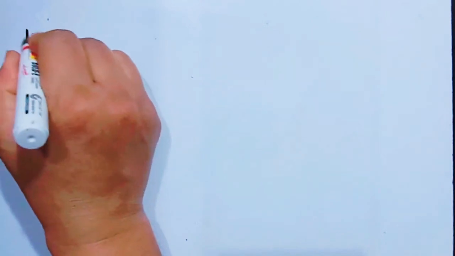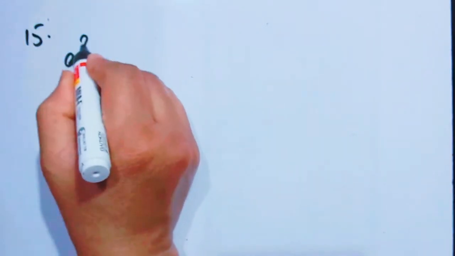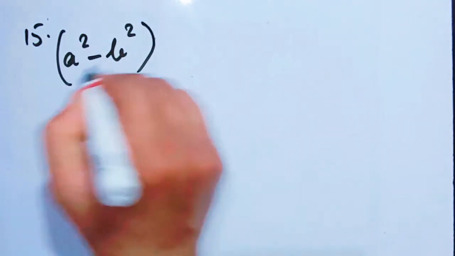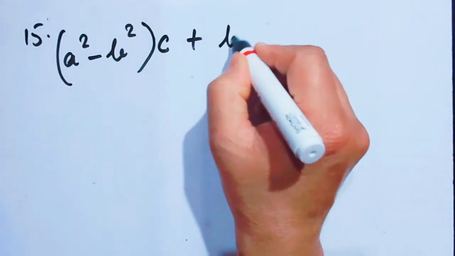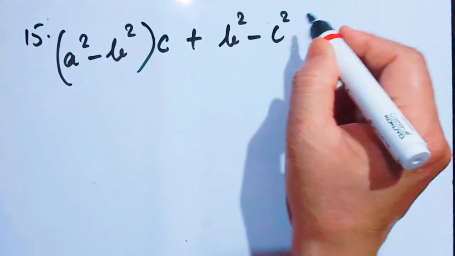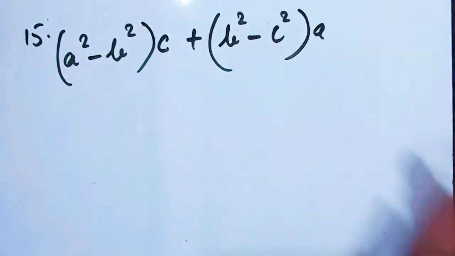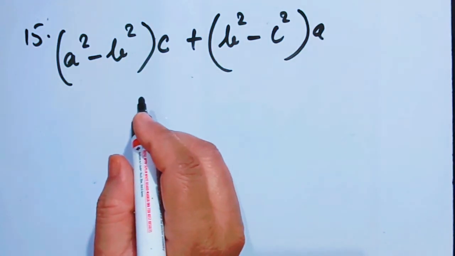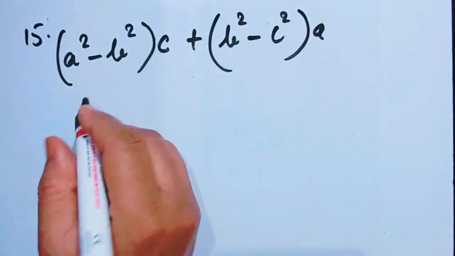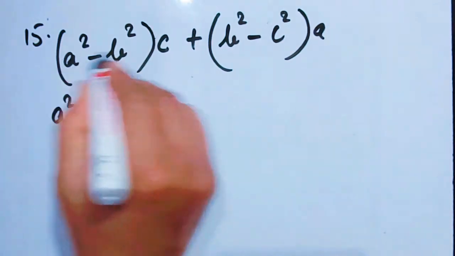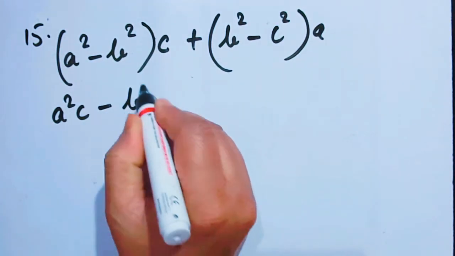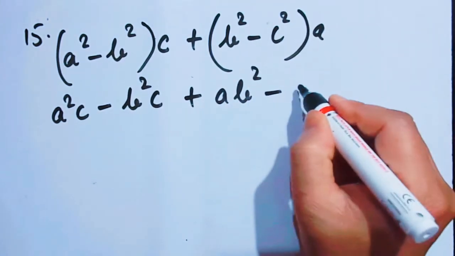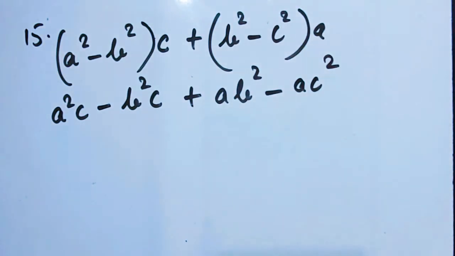Let's come to number 15, that is factorize. They have A square minus B square, A square minus B square C plus B square minus C square A. Fine. So what? The rule applies same over here also. Let's multiply. You will get A square C, if you multiply these two, minus B square C plus AB square and minus AC square. Good.